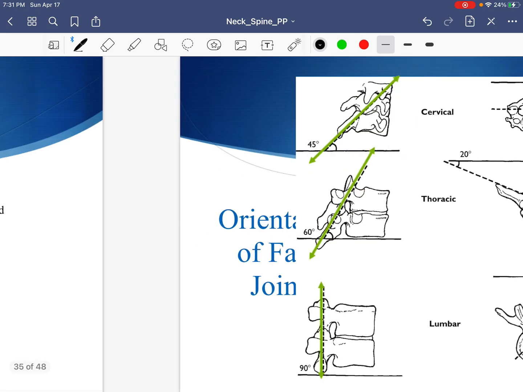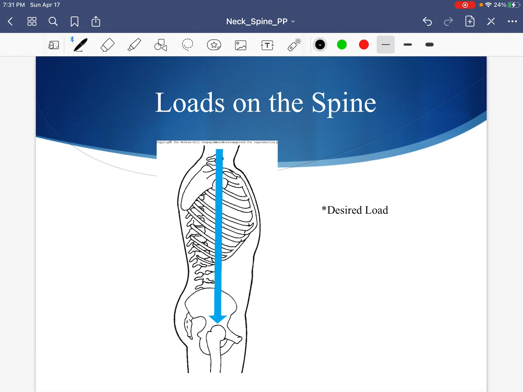What do we got here? Okay. So primarily, we're going to have a lot of compressive loads. So our primary type of load is compression. And even just standing, our compressive load is meant to go down the center of our vertebral column.